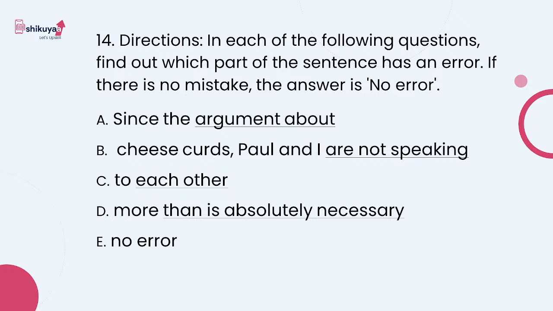Part C, to each other, there is no kind of problem. Part D, more than is absolutely necessary. There is also no kind of problem. Okay, students. So our correct sentence would be like this. Since the argument about cheese curds, Paul and I am not speaking to each other more than is absolutely necessary. There is an error in part B. Now let's go for the next question.